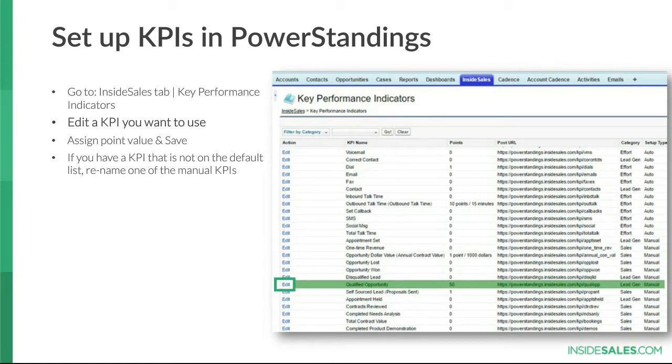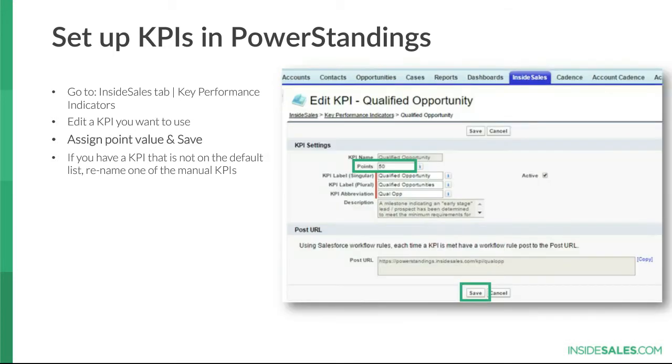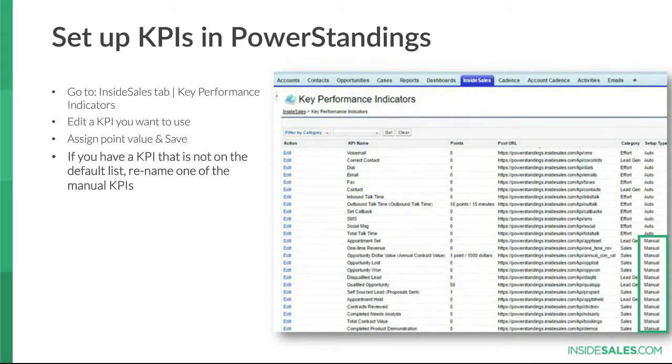All right. And my first step here is I want to edit the KPIs that I'm going to use for my team, and I'm going to assign a specific point value for each KPI. All right, so this is how you do that. You'll find the KPI you want to use, click Edit, and then you're going to edit the points field and put the point value that you want here. This example here, you see this is a qualified opportunity. I'm giving it 50 points, and then I'm going to click Save. All right, so then I'm going to repeat that for every KPI that I want to use.